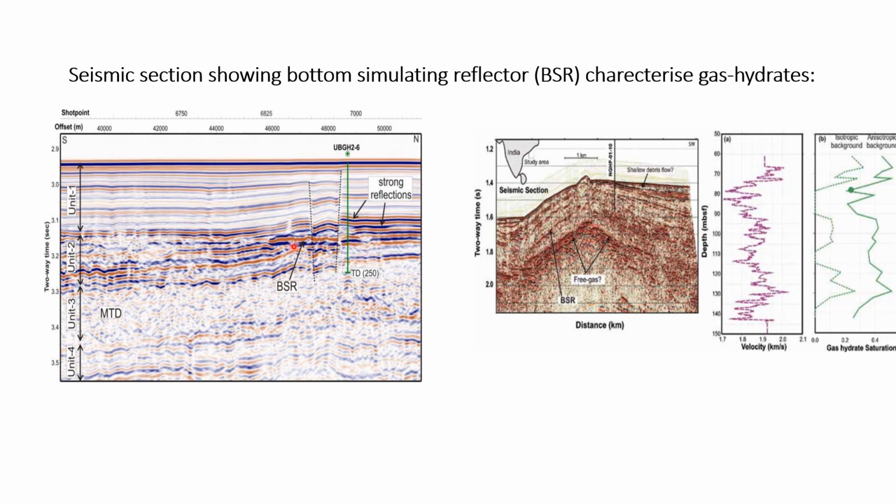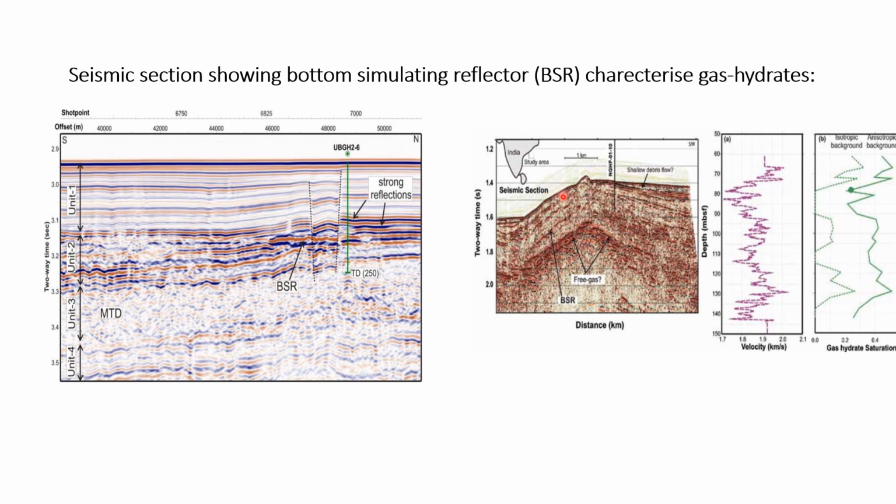Because this is an anomalous reflector, as well as mimicking the seafloor, the bottom of the seafloor, that's why it is a bottom simulating reflector. Because this seismic section has the presence of a bottom simulating reflector, it has the highest probability that we will get gas hydrate here.